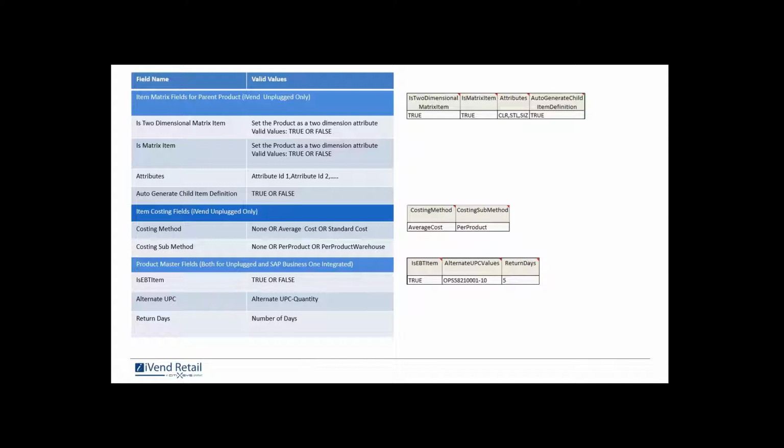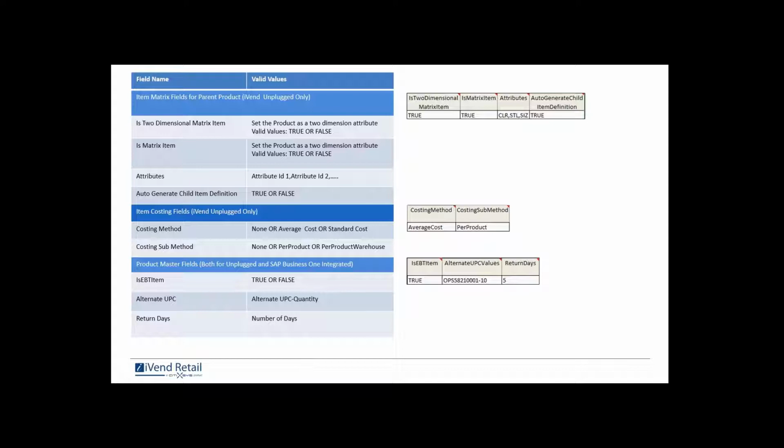Now, when we go for item costing, with iVend Unplugged 6.4, we have a new costing or inventory valuation method being introduced. I need to correct myself. One has been introduced. We already had standard costing. Average costing has been introduced with this version. So from here on, we have the option to import costing method along with sub costing method for the product.